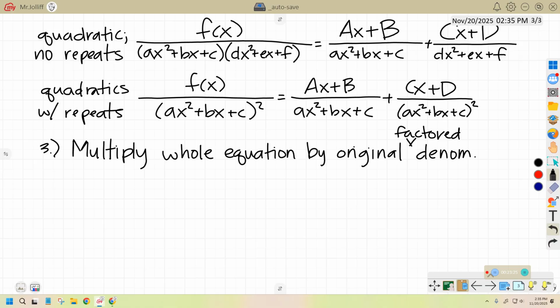That was the cases for step 2. It's only going to be one of those usually. Once I have multiplied by that original factor denominator, I shouldn't have any fractions anywhere. And the next step is just to simplify and solve for those missing constants.